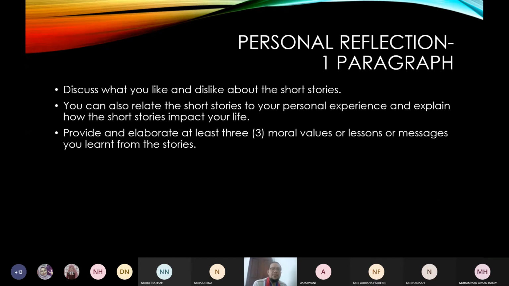Alright, your personal reflection, satu paragraph. The next paragraph, alright, discuss what you like and dislike about the short story. It is open. You can say I love this short story, I dislike this short story. Tapi yang penting you kena bagi justification. Kenapa you tak suka this short story? Kenapa you suka? Justification is very important. Kalau you just say I like this short story, full stop, maksudnya susah untuk bagi markah.